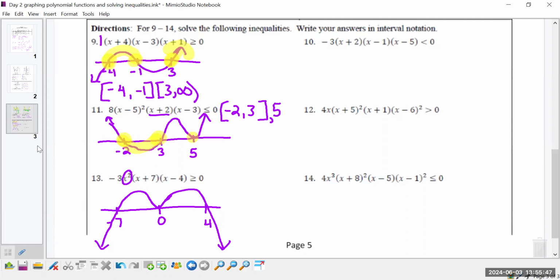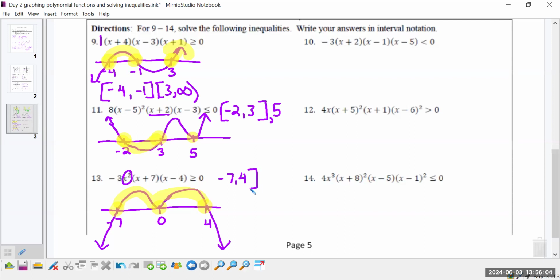Again, I'm looking for where this is greater than or equal to 0. So now, again, I'm looking above the x-axis and including those, including all 3 of these. And then I'm also including this. So -7 to 4 is my interval.